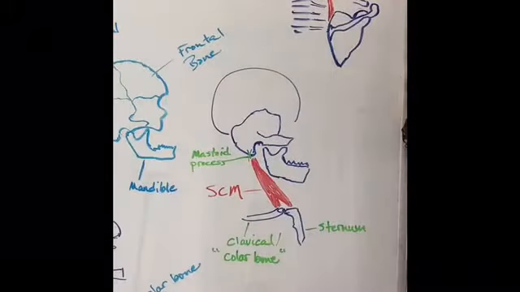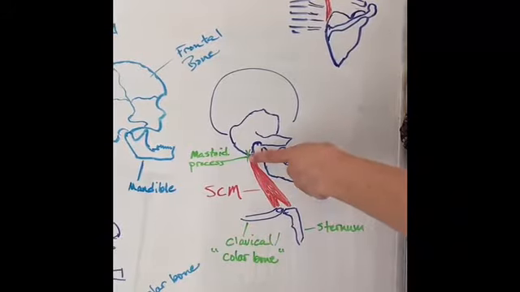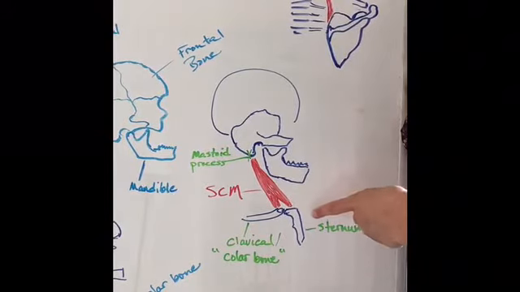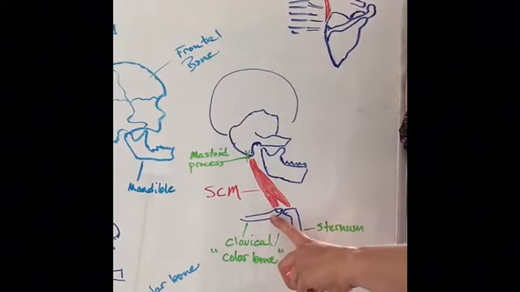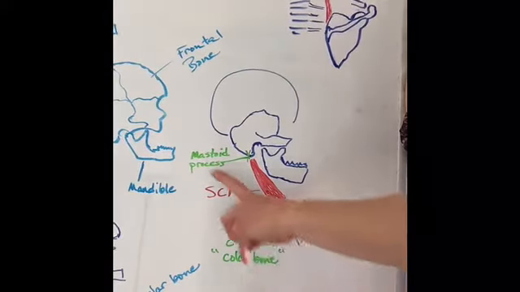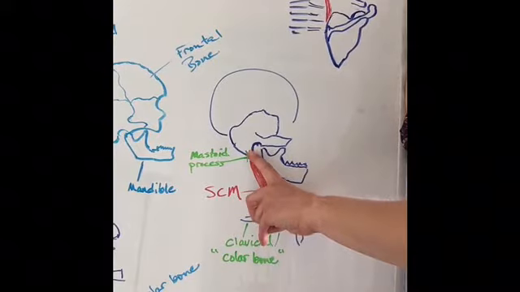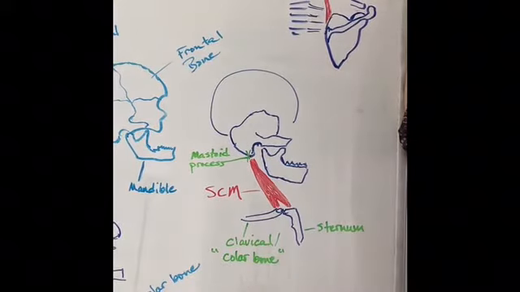Today we are talking about trigger points, neck muscles, and headaches. Here's a side profile of the SCM, which stands for sternocleidomastoid because it's connected to the sternum, the clavicle, or your collarbone, and the mastoid process up here in your jaw area.